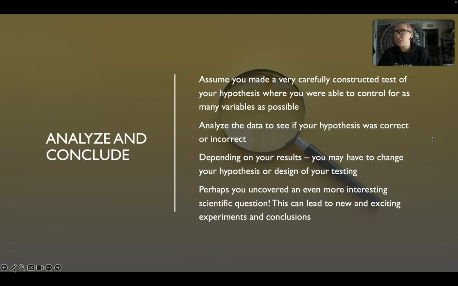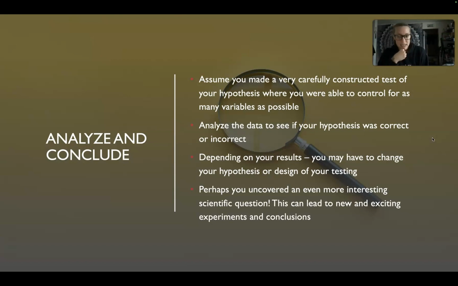So lastly, what we're going to do here, or second to last, I guess I should say, is analyze your data and then make conclusions on the data analysis. So what you're going to do is assume that you've very carefully constructed and tested your hypothesis where you're able to control for as many variables as possible. This can be really difficult sometimes in some trials and studies, like in medical trials and studies, for example, or nutritional trials. It can be really hard to really control for some of these ideas, but you do your best, right?